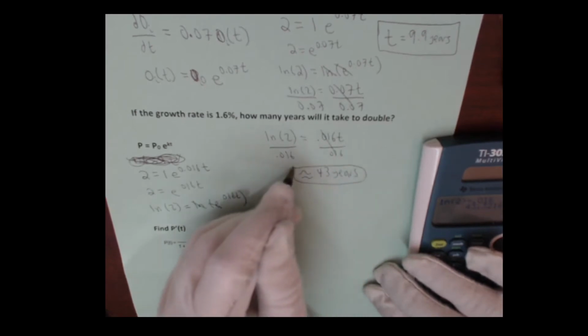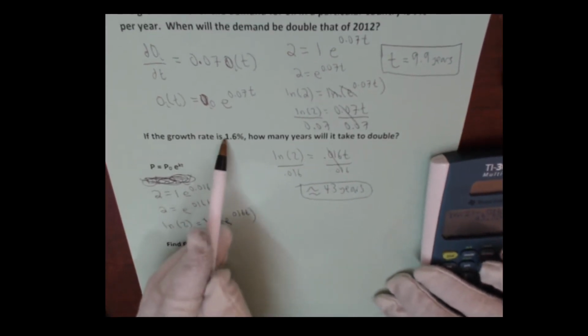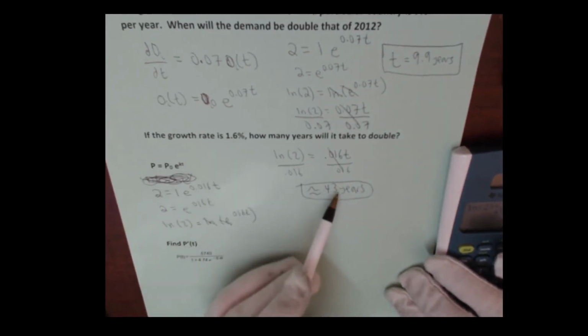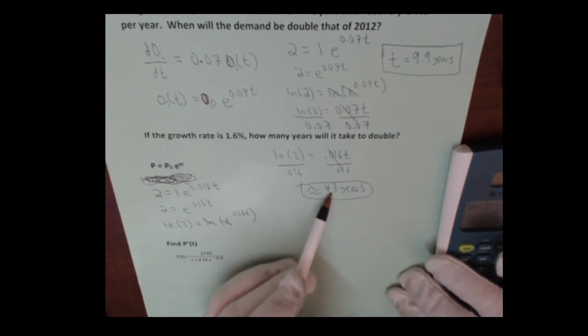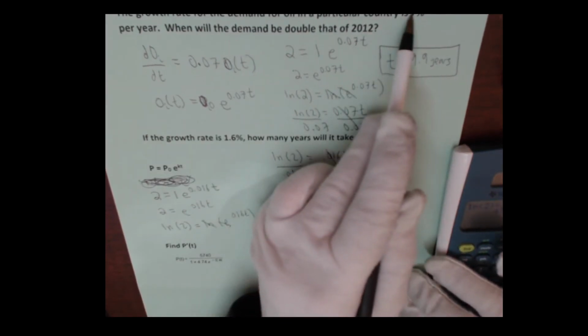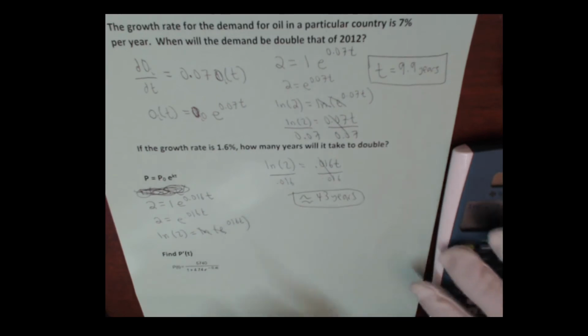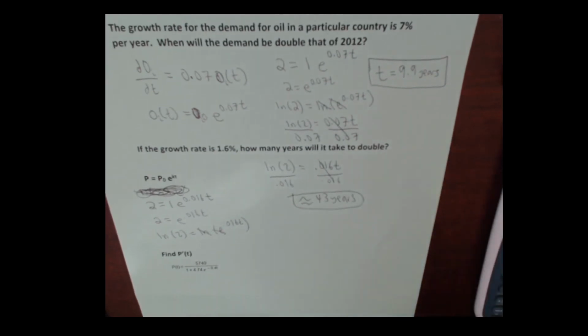So you see how with a 1.6% rate, every 43 years you will double, whereas if it's a 7% increase, then every 9.9 years you will double. Hopefully I did okay explaining these two. If you have any questions, please let me know. We'll do some more in the next video.